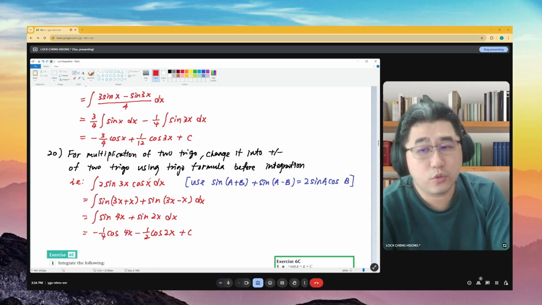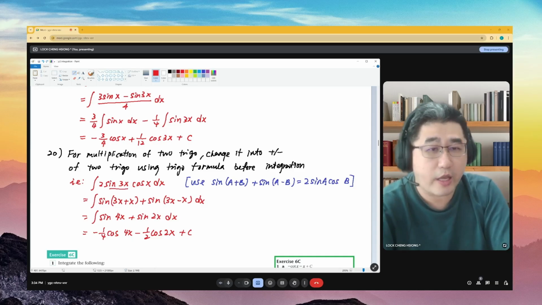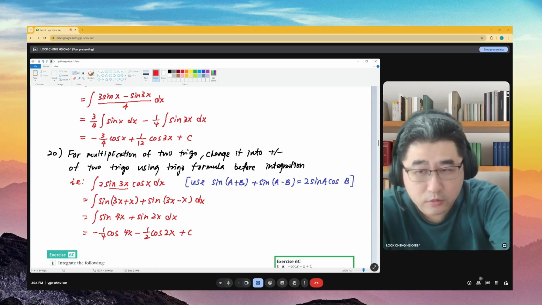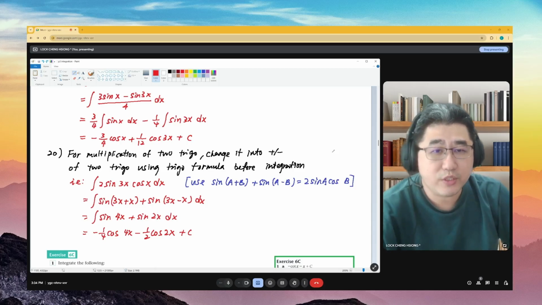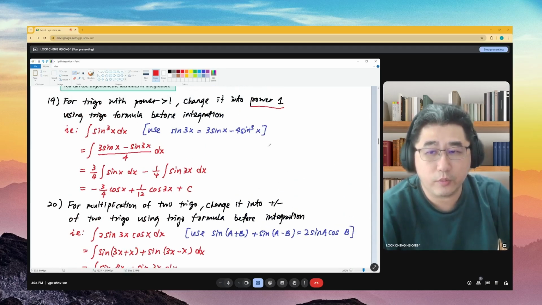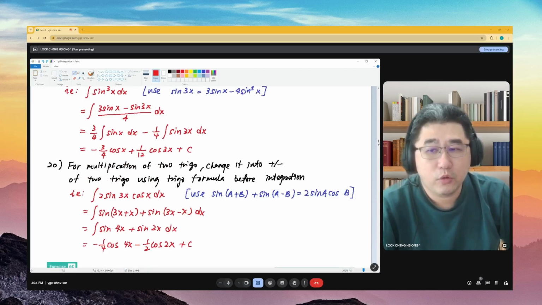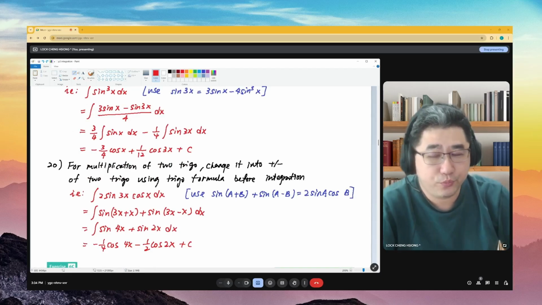Some students, when they see sine 3x and they have memorized the formula, immediately replace it with the triple angle formula. But from earlier, we see that the triple angle formula actually increases the power. We don't want to increase the power, as it may not be helpful. So over here, we use the factor formula.